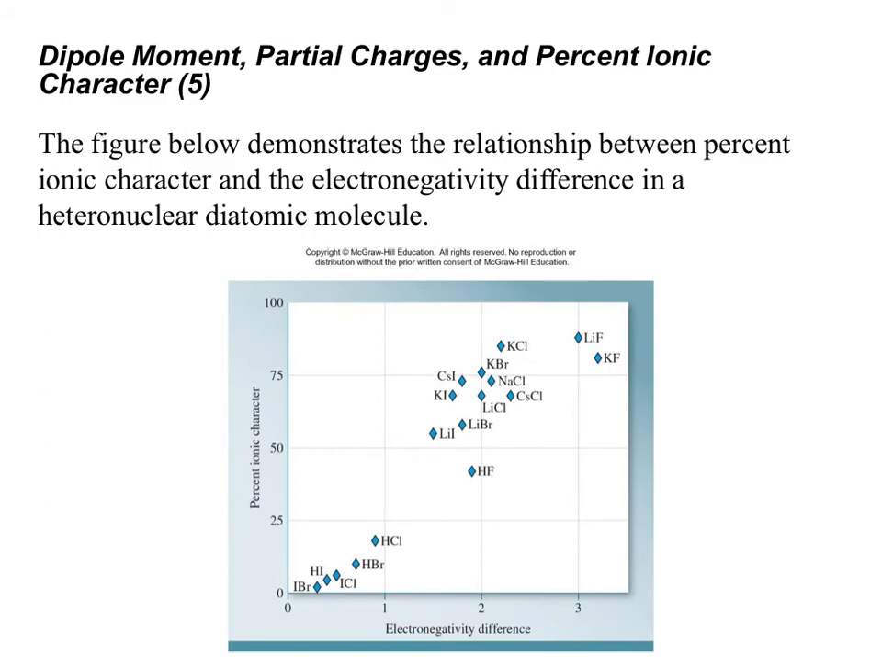The figure below demonstrates the relationship between percent ionic character and the electronegativity difference in a heteronuclear diatomic molecule. You will notice that the higher the electronegativity difference, the higher percent ionic character there tends to be. But what should also stand out is that even with something like potassium fluoride, where you have a very low electronegativity potassium with the highest electronegativity fluorine together, they still do not have 100% ionic character, even though we would call that molecule an ionic compound and we would assume the bond is an ionic bond.